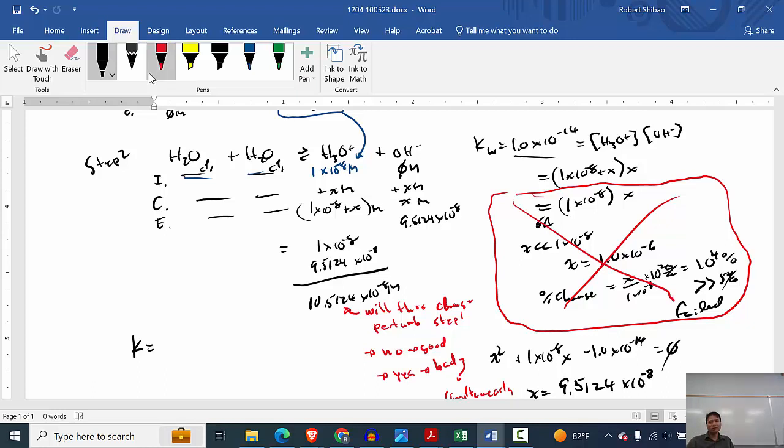1 times 10 to the negative 14. What did you get? There's something wrong. Let me try it. So I do 10.5124 times 10 to the negative 8. Okay, great. What was the coefficient?